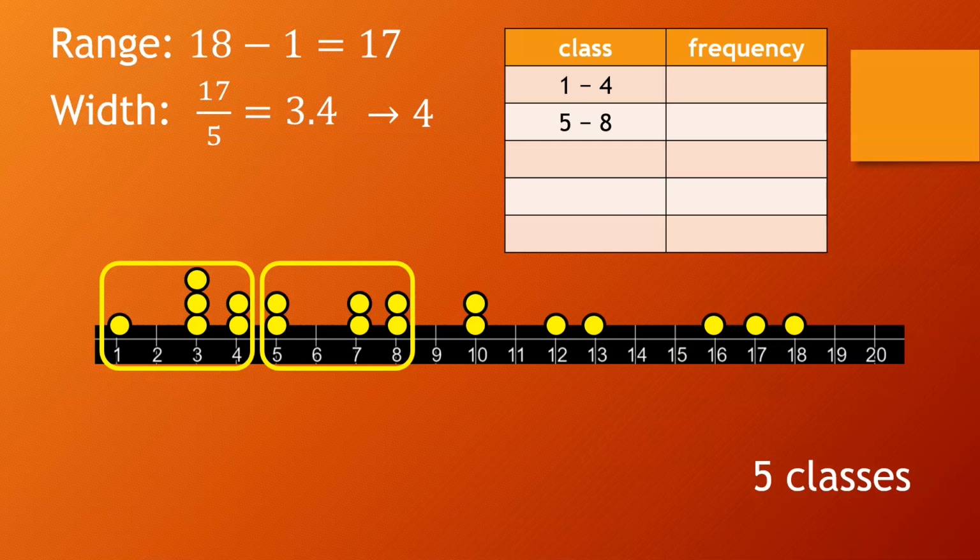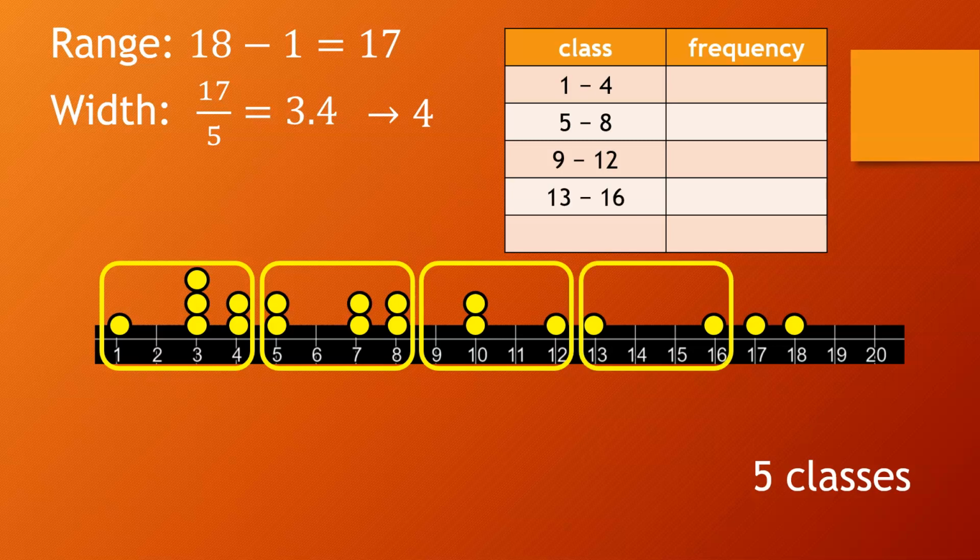The next class would have to start right after 8, which would be 9, and accommodate 4 data values, which is 9, 10, 11, and 12. The next class starts right after 12, that's 13, and it has to accommodate 4 possible data values, so that's 13, 14, 15, and 16. And then the last class has to start right after 16, which is 17, and accommodate 4 possible data values, which is 17, 18, 19, and 20.